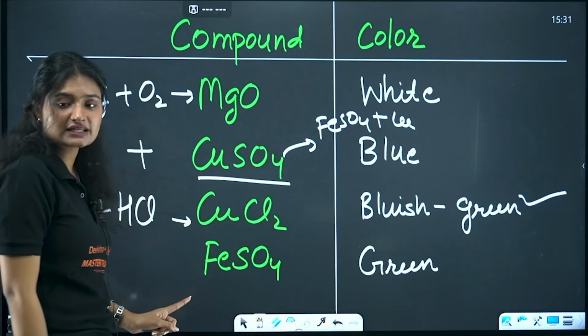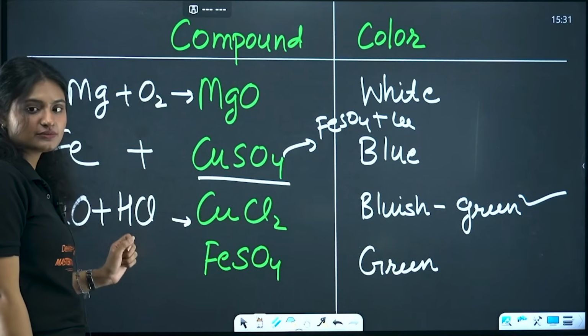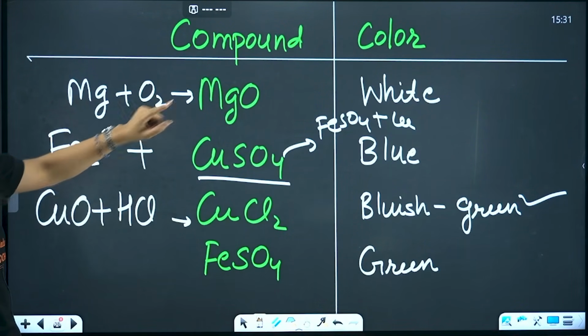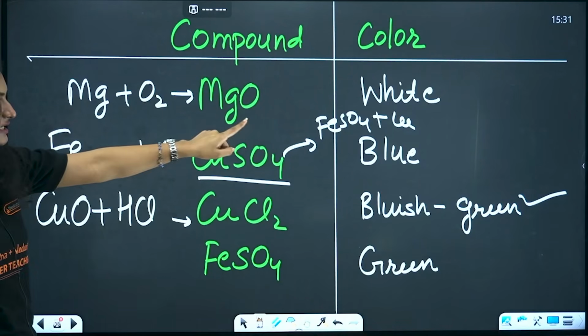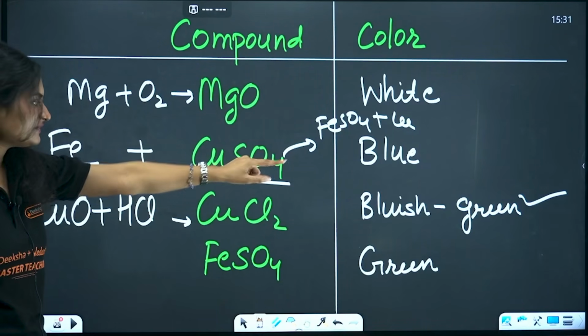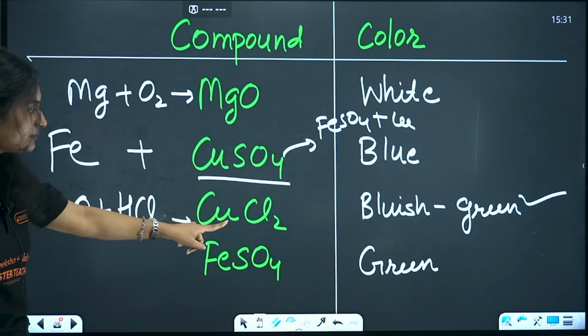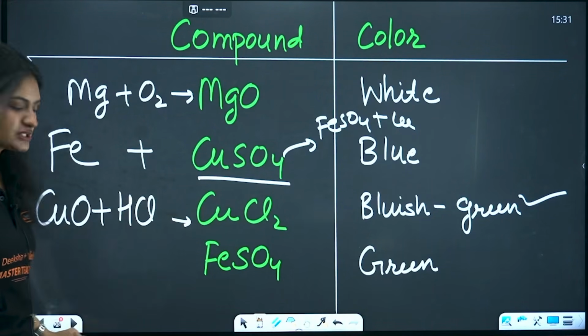copper chloride, bluish green in color; iron sulfate is green in color. Okay, just remember them, how they are formed. Magnesium combined with oxygen gives magnesium oxide, white in color. Copper sulfate is blue in color. Copper oxide, black in color, combines with HCl, and we get copper chloride. Copper chloride is bluish green in color.